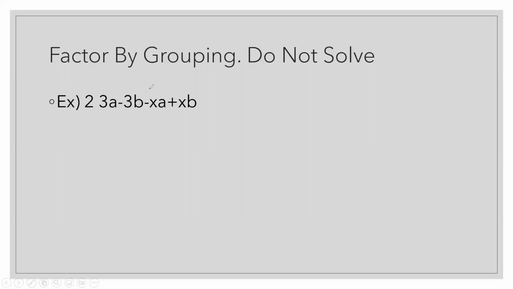Okay, so example 2, it says factor by grouping, do not solve. So same direction as example 1. So we have 3a minus 3b minus xa plus xb. So first step is check if we have four terms. Here's 1, 2, 3, 4. Yes, there are exactly four terms, so we definitely can try grouping. Next step is split it in half.